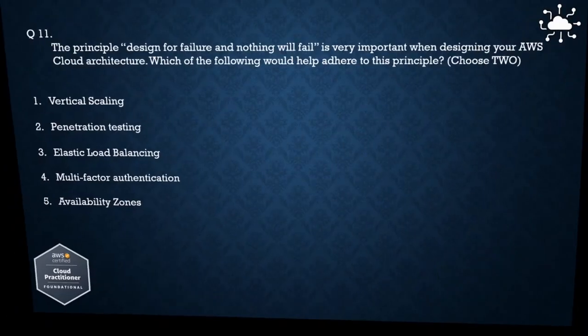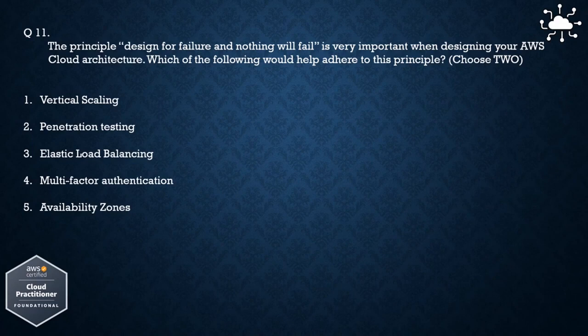Question 11. The principle design for failure and nothing will fail is very important when designing your AWS cloud architecture. Which of the following would help adhere to this principle? Choose 2. 1. Vertical scaling. 2. Penetration testing. 3. Elastic load balancing. 4. Multi-factor authentication. 5. Availability zones. The correct answer is elastic load balancing and availability zones.